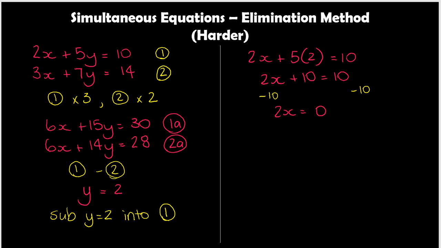2x equals 0. I'm still going to finish all of my steps of working. x equals 0. It just means that that point passes through when x equals 0. That's a y-intercept, isn't it? So again, we write our coordinate, therefore (0, 2).